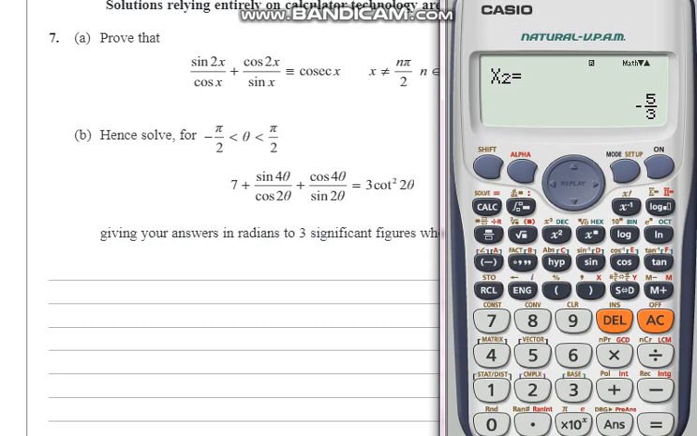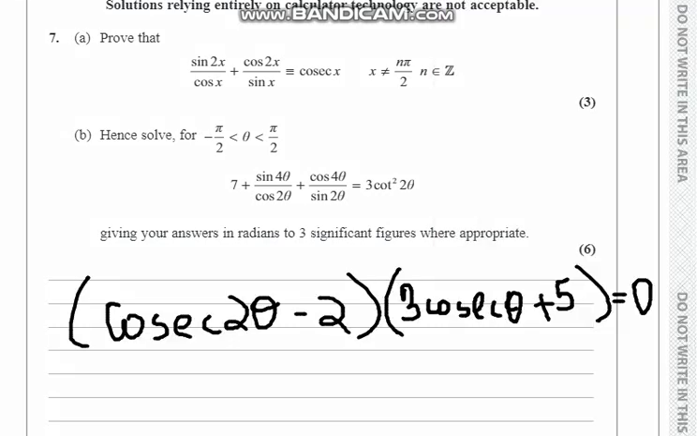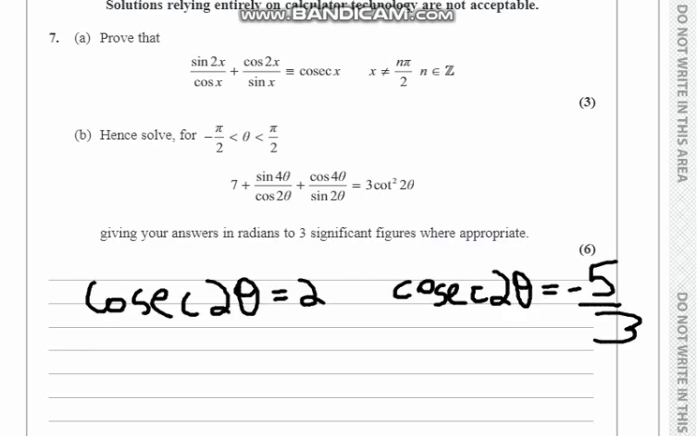So I'll just write it in bracket form here. There you go, that's in bracket form, and when we set each bracket to 0, that becomes cosec 2 theta equals 2 and cosec 2 theta equals minus 5 upon 3. So those are our roots. Now, if you remember, we can't just plug in the values here and find the solution. We know that cosec 2 theta is 1 upon sine 2 theta, so we'll change the identity here.